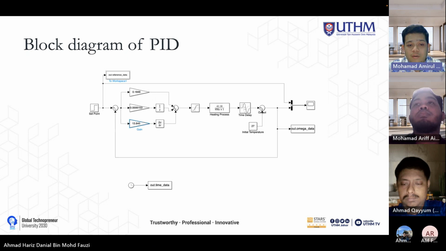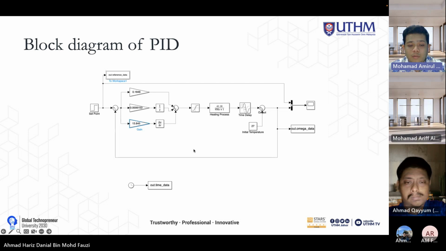Okay, this is the block diagram of the PID for the heating process. We must input the equation from the open loop, and then it has three gains, KP, KI, and KD. Again, from the open loop calculation, we put the values into the KP, KI, and KD.